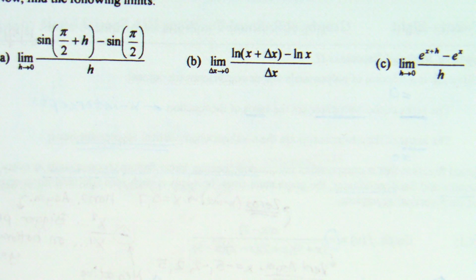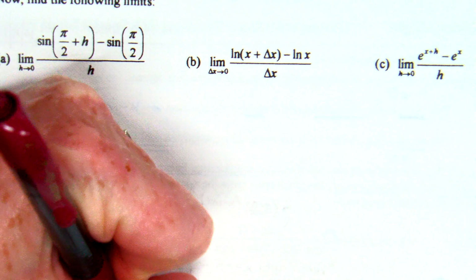This is the definition of derivative. Do you see that? I actually did. Okay. Remember, the definition of derivative is the limit, and it can either be h or delta x, right? So let me just write this down.